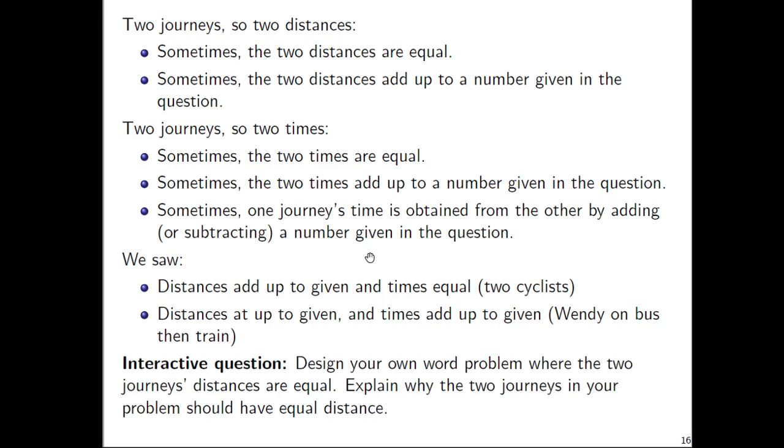So for an interactive question, this is challenging, so do your best, but I'd like you to design your own word problem. You just make the question. You don't have to answer the question, but design your own word problem where the two journeys' distances are equal. We haven't had that example. So far we've had distances add up to given, right? And then, to take it a little further, it helps you correct for just in case your first thought might or might not work. Explain why the two journeys in your problem should have equal distance.